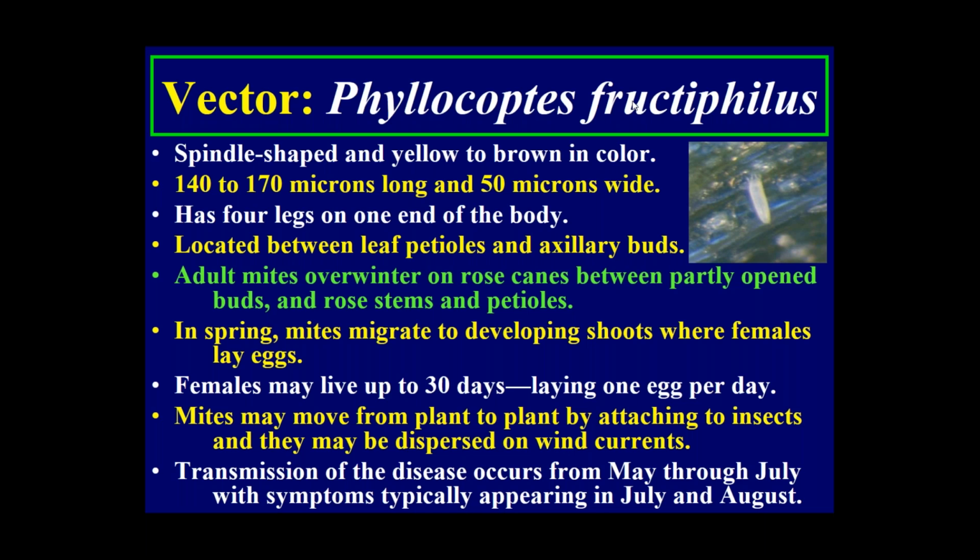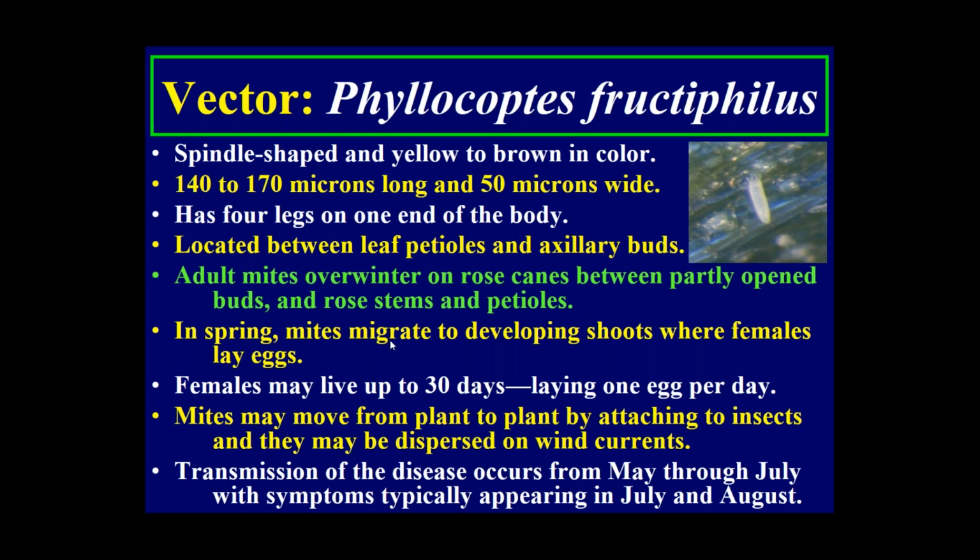So let's talk about Phyllocoptes fructiphilus. Well, they're spindle-shaped and yellow-brown. They're 140 to 170 microns long, meaning they're small. 4 legs. They're located between the leaf petioles and axillary buds. The reason why this one is in green is important about overwintering. Remember I talked about knowing how they overwinter? Well, adult mites overwinter on rose canes between partly open buds and rose stems and petioles. Why is that important? That's important because dormant oils can be applied in the wintertime, and they can cause mortality on the mites that are overwintering on the rose canes.